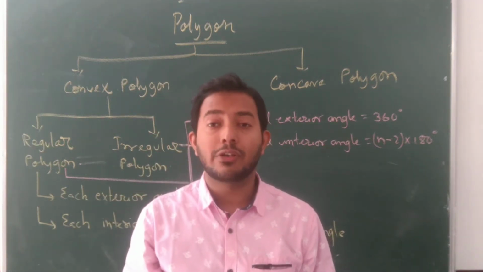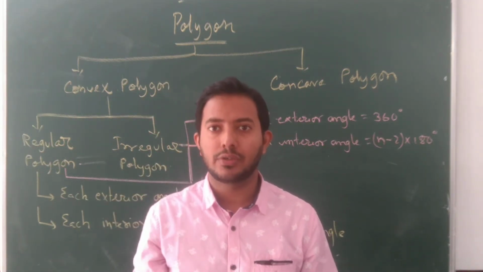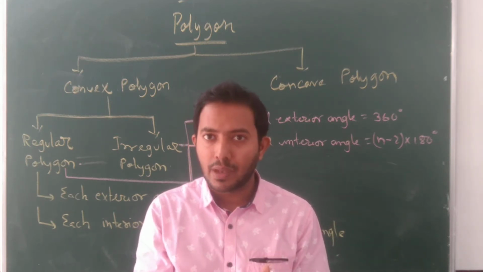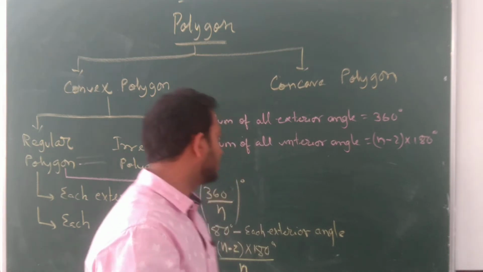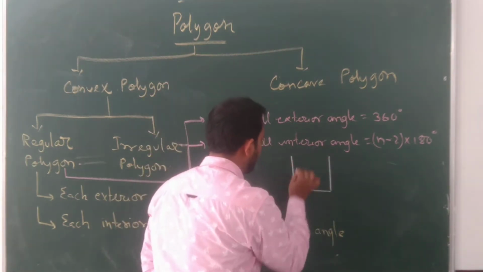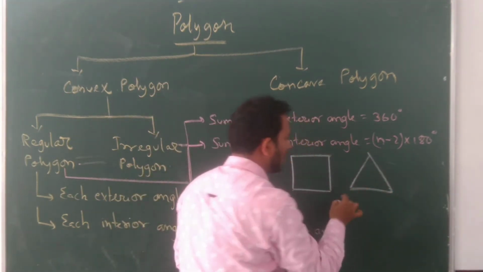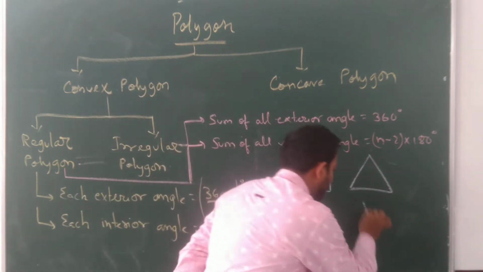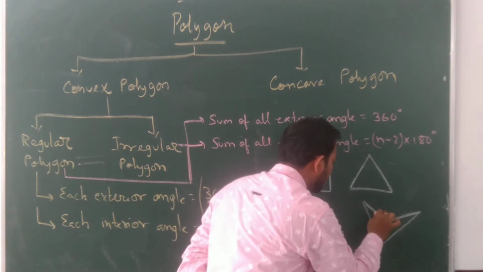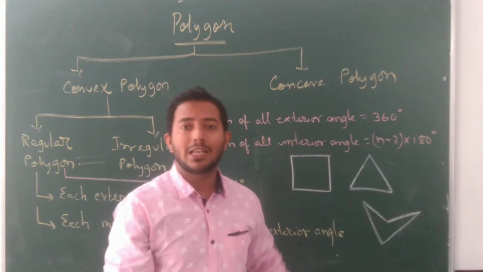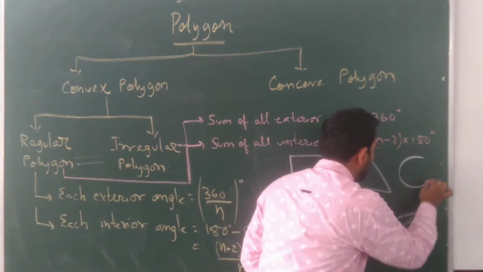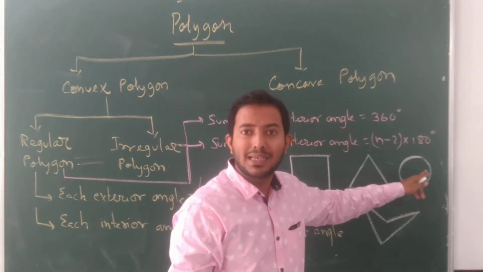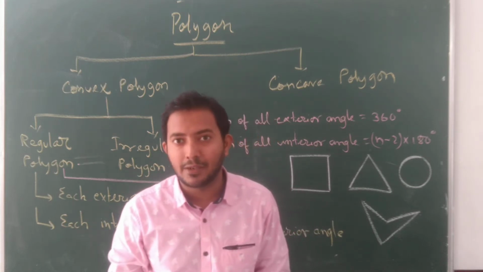Namaste students. Today we are going to see the chapter on polygons and their types. A polygon means a simple closed figure made up of line segments. That means if we take line segments and join them, you can see that it is simple and closed. Or if we take this type of figure and join them, this is your polygon. A circle is not a polygon. Yes, it is a simple closed curve, but it is not made up of line segments.